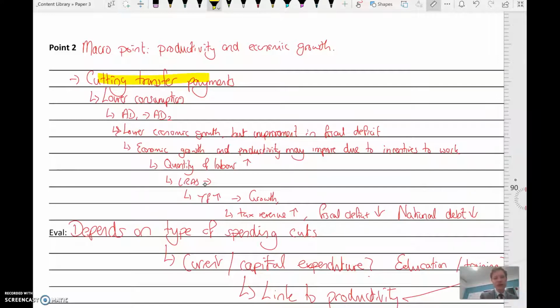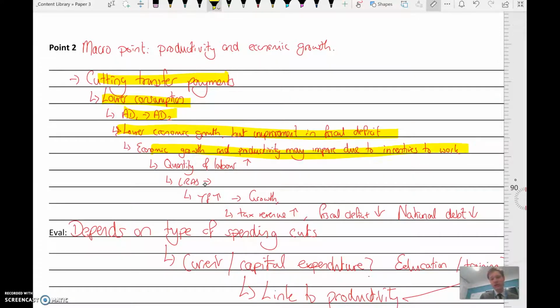So cutting transfer payments, it doesn't cut government spending. Remember that transfer payments are not technically government spending, but it does lower the incomes of the unemployed. And by doing that, it lowers consumption, shifts AD to AD1 to AD2, lowering economic growth from YF to Y1. You're getting an output gap there.